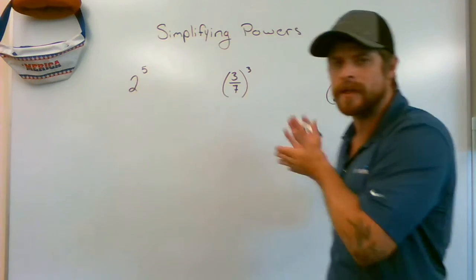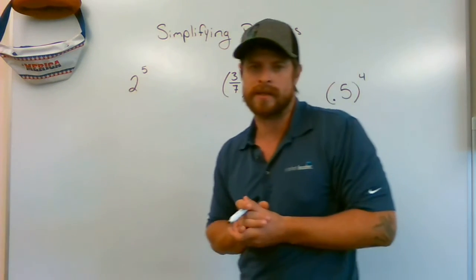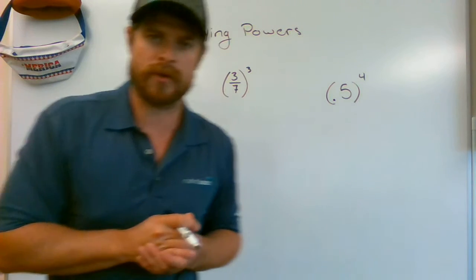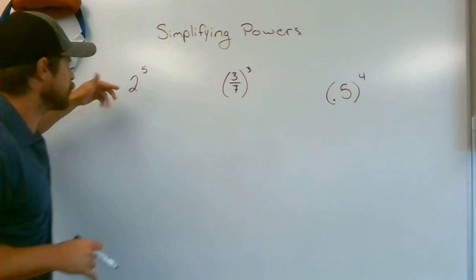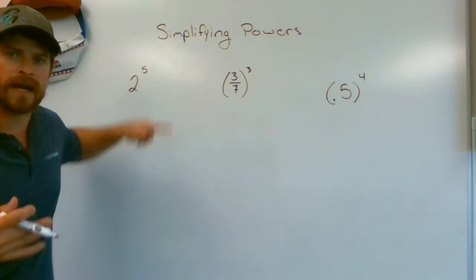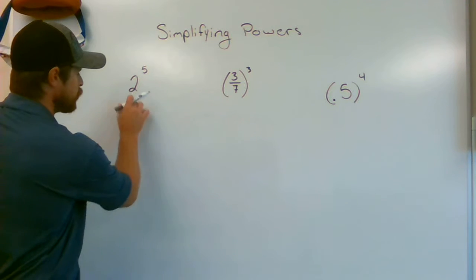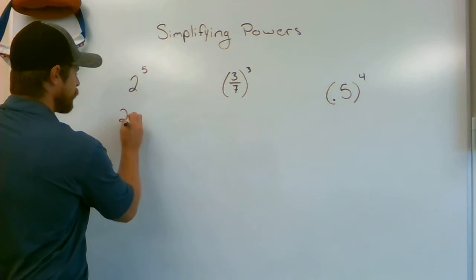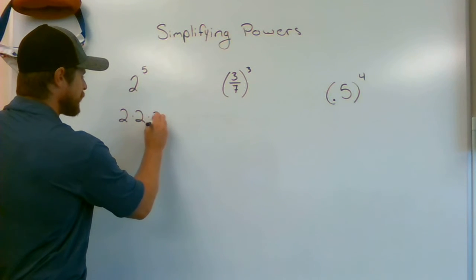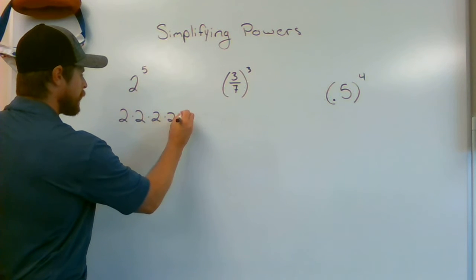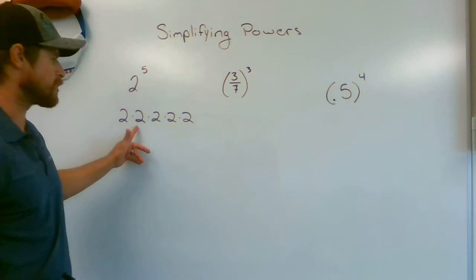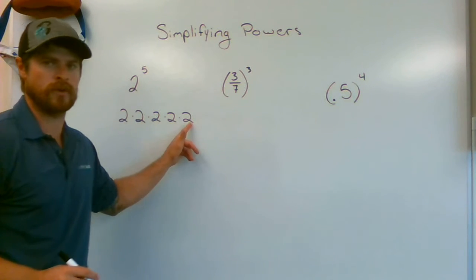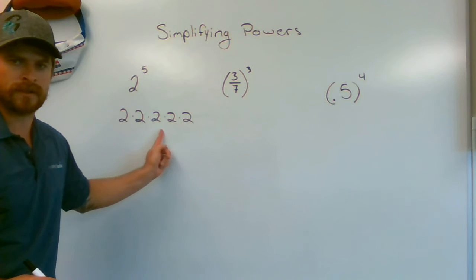So right here we have 3 different types of powers, and I'm going to teach you how to simplify them using the exponent the proper way. By now, hopefully you understand that an exponent, such as 5, is telling you to take that base number of 2 and multiply it by itself 5 times. So if I were to write that out, 2 to the 5th power really just means 2 times 2 times 2 times 2 times 2. Right now I have 5 2's laid out.